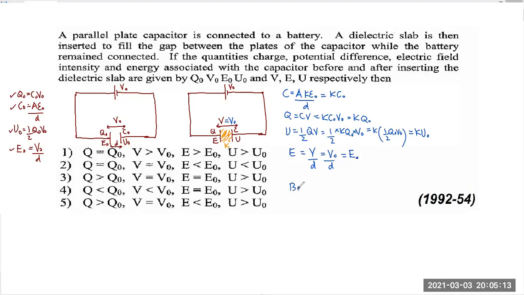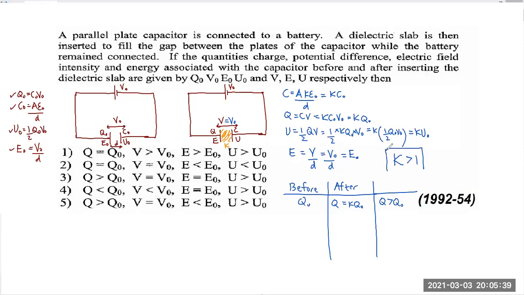And then just like before, let's quickly do a before and after comparison. Before, charge was Q naught. Now the new charge Q is equal to KQ naught. That means Q is bigger than Q naught. Why? Because K is a number greater than 1. We have studied that. K is always a number greater than 1. So Q is KQ naught. Therefore, Q has to be greater than Q naught.